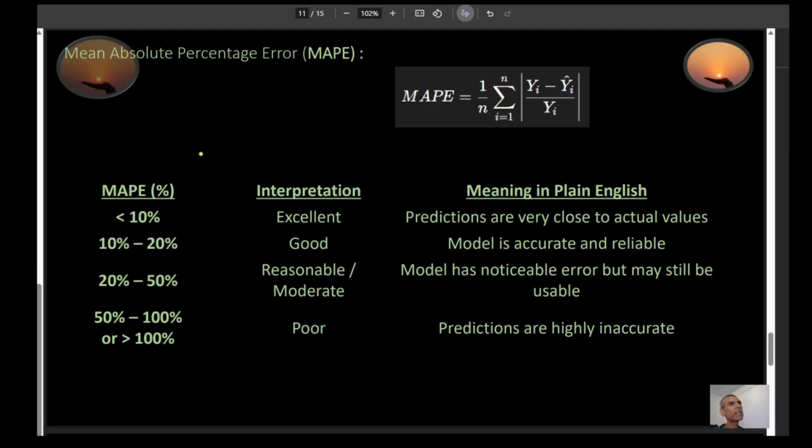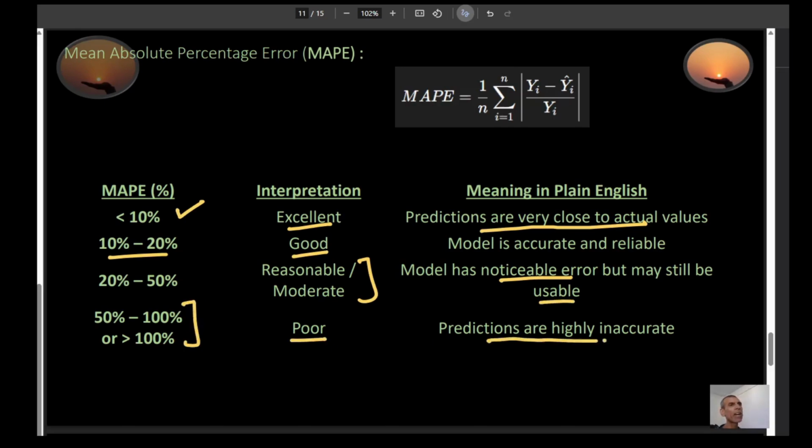Now, this is a little guideline you can use to interpret your MAPE percentage value. So let's say your MAPE value comes out to be less than 10%. Well, it means your model is very good. Predictions are very close to the actual values. If your MAPE value is between 10 and 20%, that means your model is good. On the other hand, if it's 20 to 50%, it's reasonably moderate. It has some noticeable error, but may still be usable. On the other hand, if your error is between 50 to 100% or greater than 100%, that means your model is poor. So your predictions are highly inaccurate.